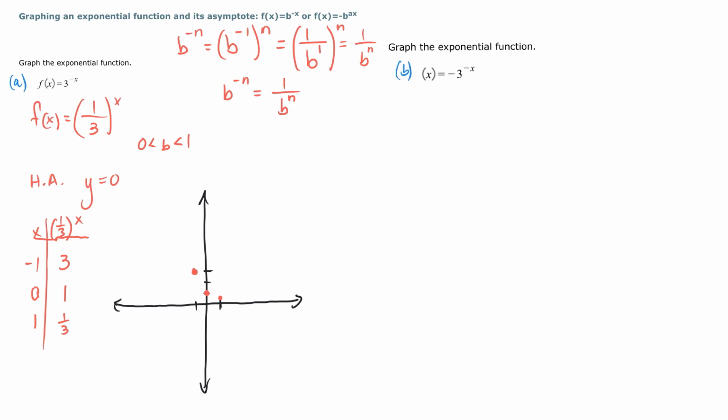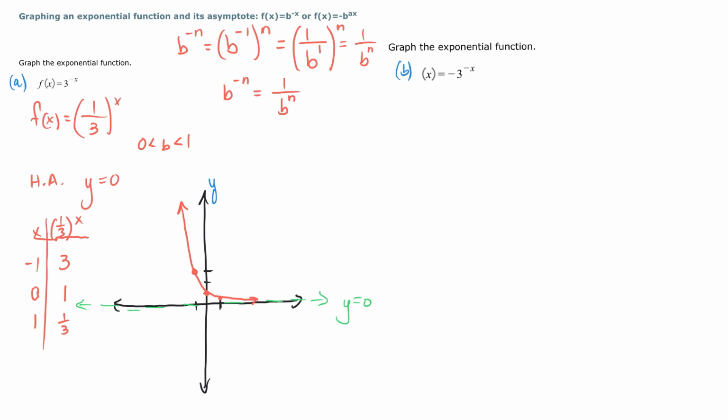What am I missing right now? I'm missing a horizontal asymptote. So I'm going to draw it right there. It is the x-axis. I'm going to relabel it. It's called y equals 0. And then here's your y-axis. Let's connect the red dots, and you'll see your exponential decay function. This function is decreasing from left to right.